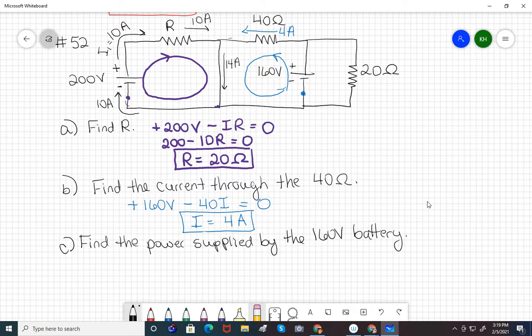Now, we know that the formula for power is V times I. But look at the picture. We know how much current's going through the 40 ohm resistor, but we don't know how much current's going through the 160 volt battery. We need to do another loop. I'll do this loop in red. We need to start here, and we need to go through that battery and go through this third loop.